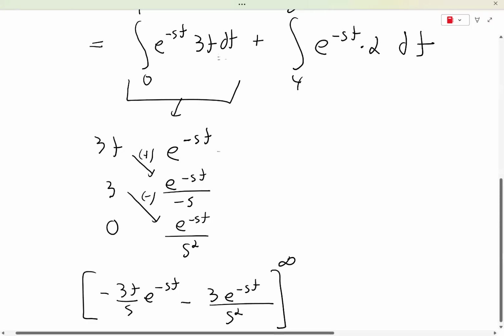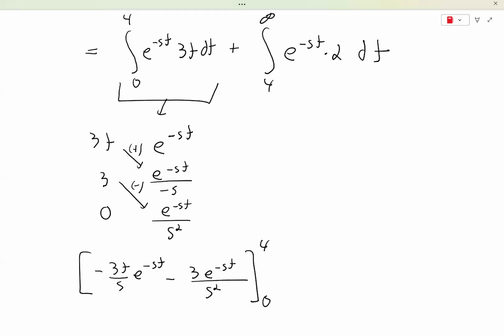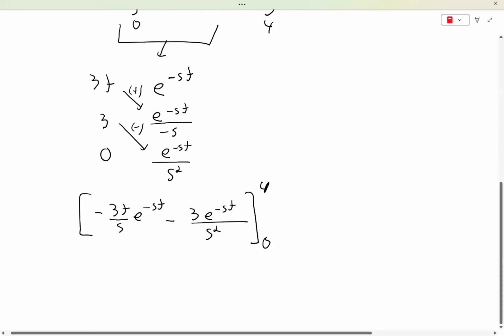Put infinity, or I'm sorry, it's 4 and 0 here. Okay, and then basically this is for t values here, right? So then you put in 4 for t and then put in 0 for t. If you put in 4 for t, what do you get? That would be negative 12 there. So negative 12 over s e to the negative 4s.